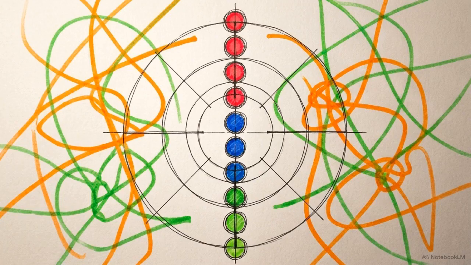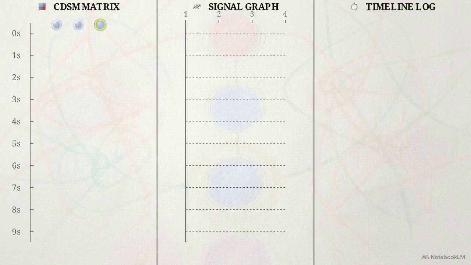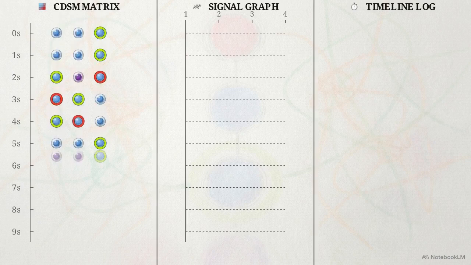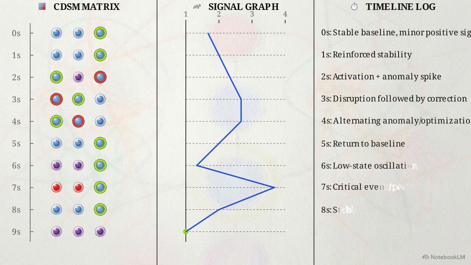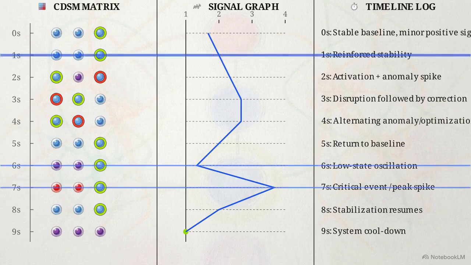We can demonstrate the mathematical rigor of this system by translating a controlled 10-second data slice. We'll use a 3-panel framework to look at 3 representations of the same data. The left panel is the CDSM format, tracking from second 0 to 9. The center maps color intensity into a waveform. The right converts outlines into a narrative log.